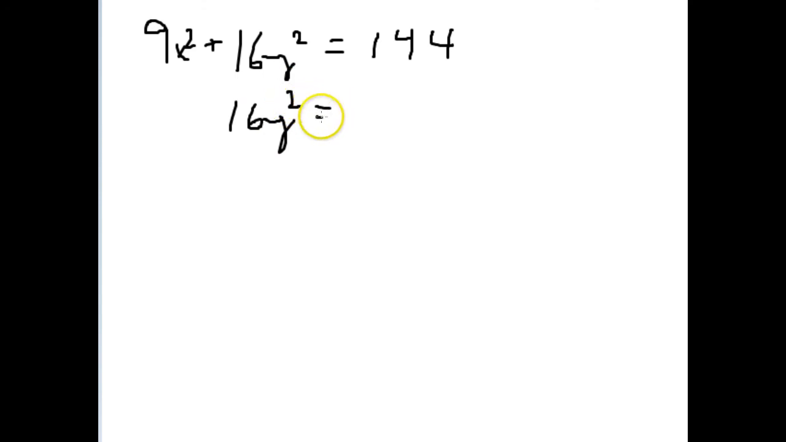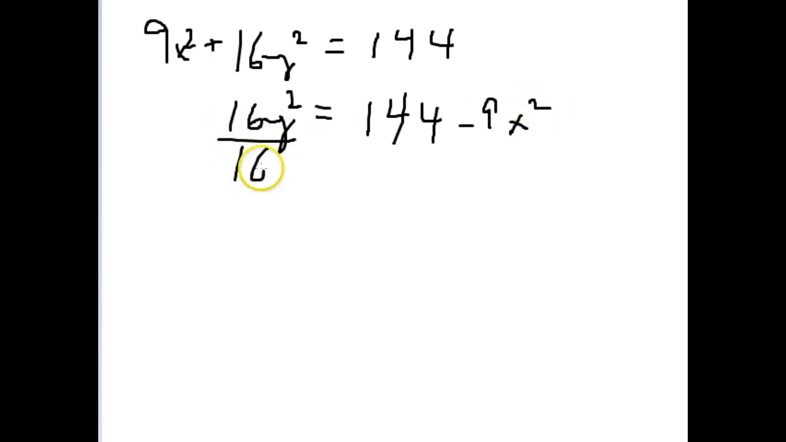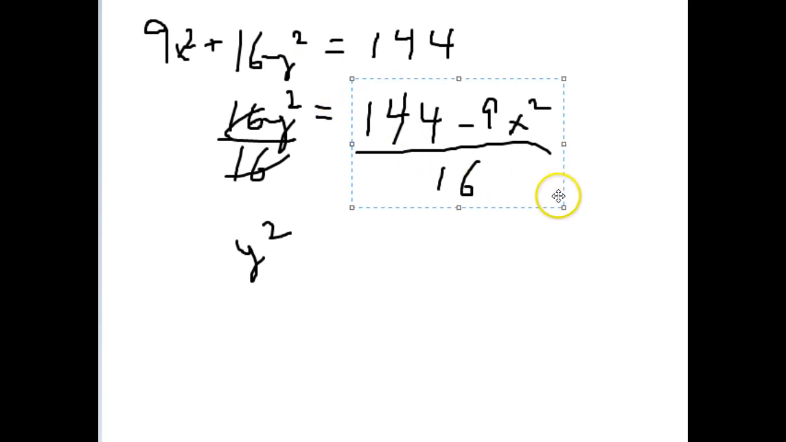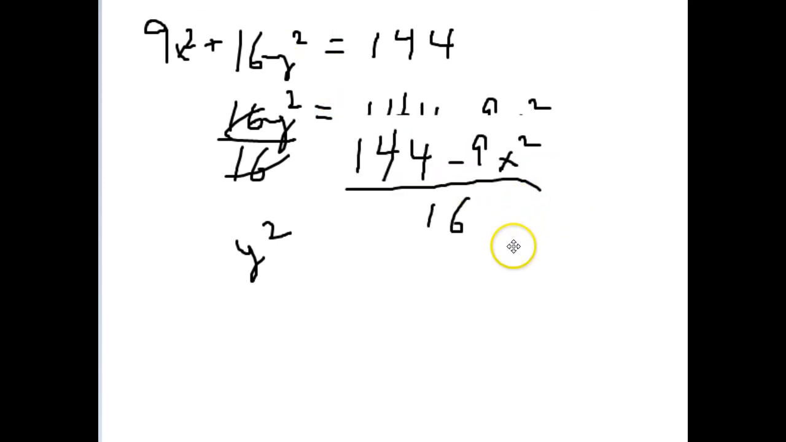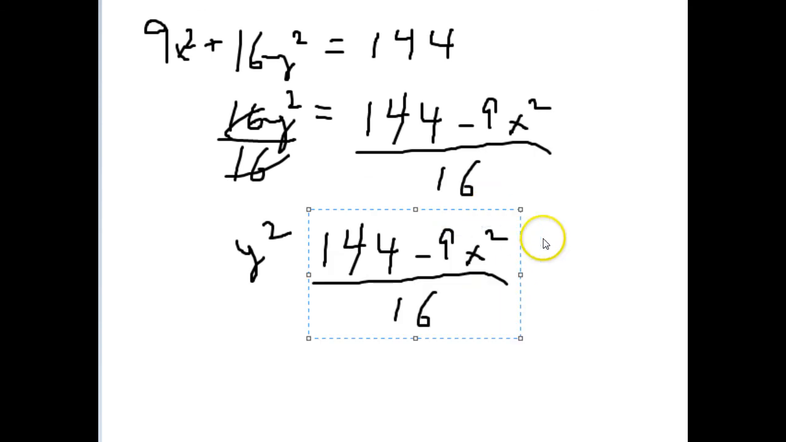16y squared equals 144 minus 9x squared. Okay. And I'm going to divide both sides by 16, of course, so I can get y alone. Divide this by 16 also. Okay. So now I got y squared is all this jazz, right here. Copy that.